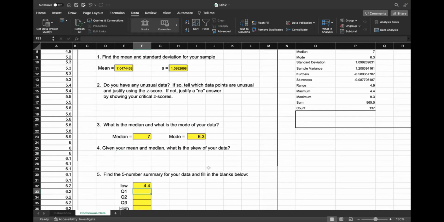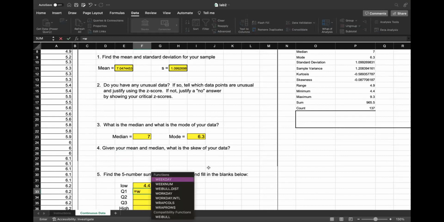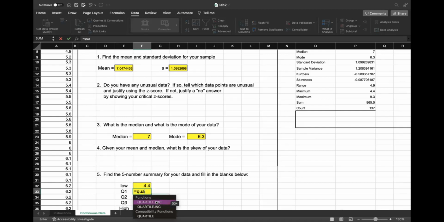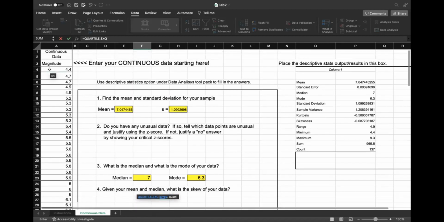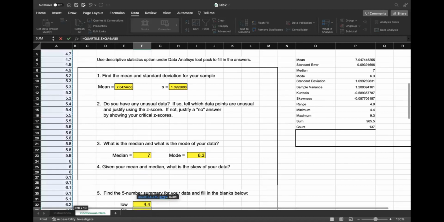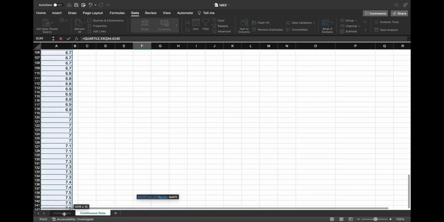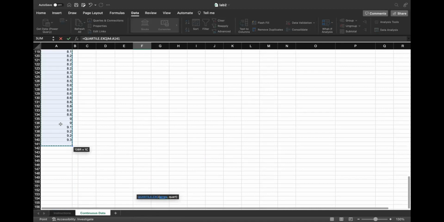Quartiles. This is the fun part. So watch this. Equals. Start typing in quartile, QUA. So notice right here, I have quartile, including and excluding. It doesn't really matter which one you choose. It even tells you what to do. Array. So this would be all of my data values. So array, highlight my data values. I really wish I would have used a smaller data set someday.